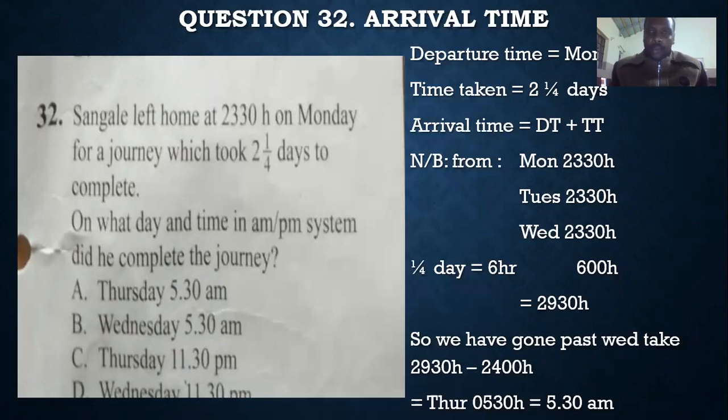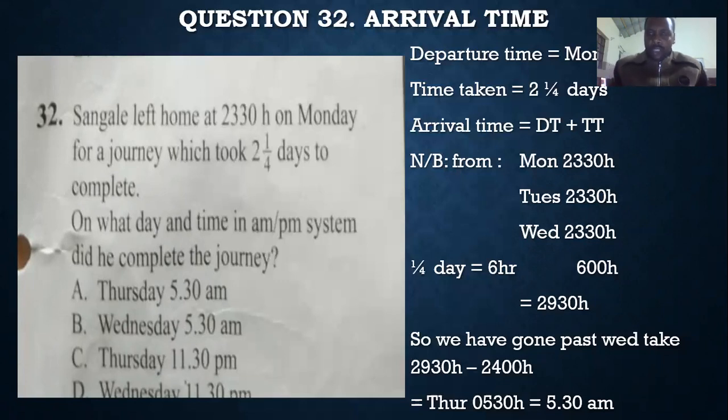So the trick here was to know that these were days. So we start with 23:30 hours, Monday, and the following day, Tuesday 23:30, we say that's a full day. Then from Tuesday 23:30 to Wednesday 23:30, that's another day.